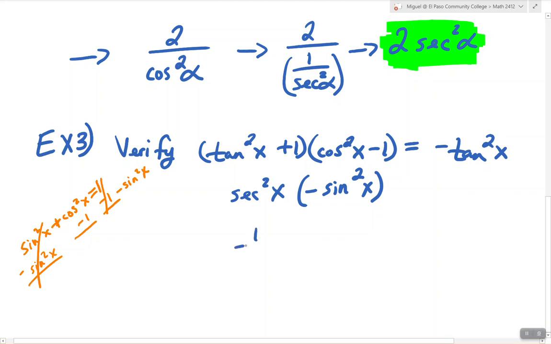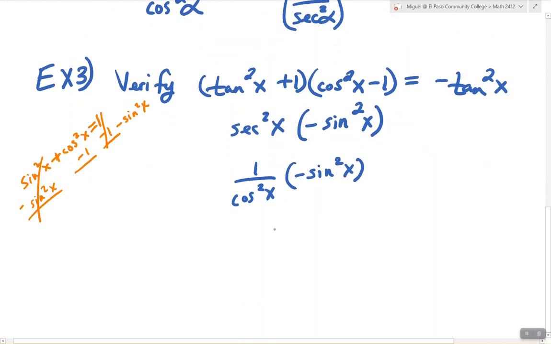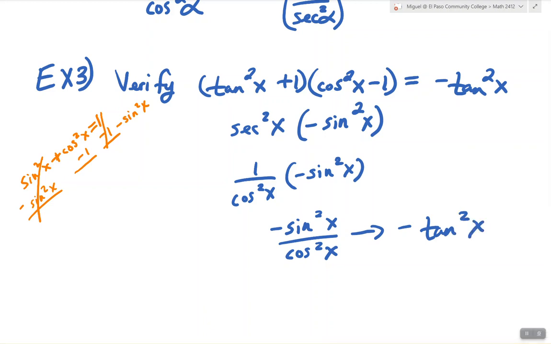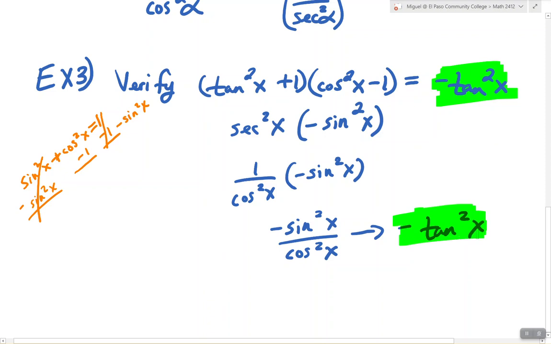So you have 1 over cosine times negative sine will give us negative sine squared over cosine squared. And then, of course, this is just negative tangent squared. So the left side is indeed equal to the right side.